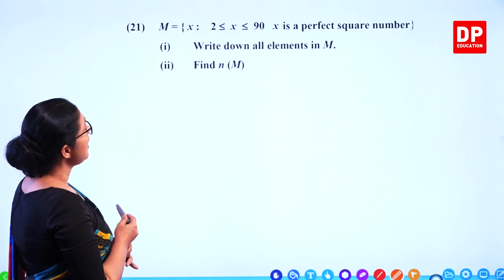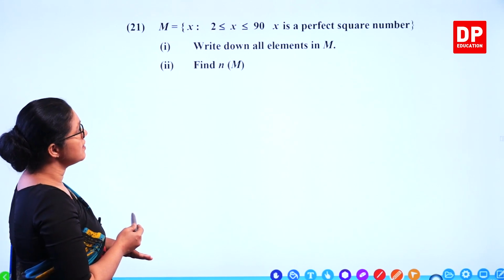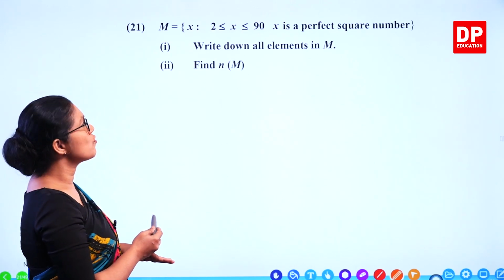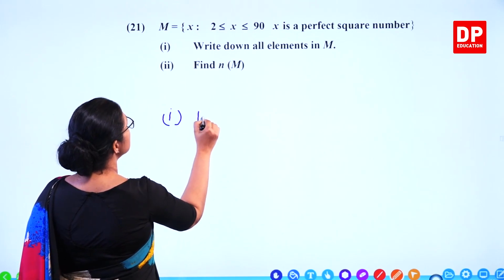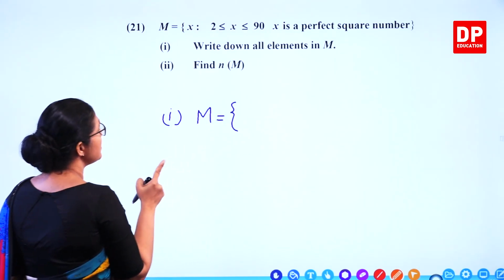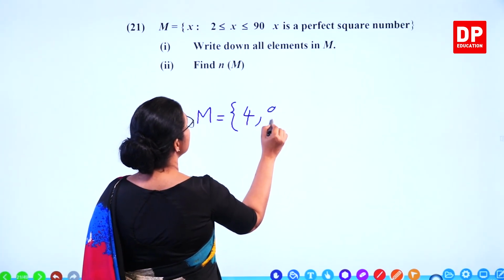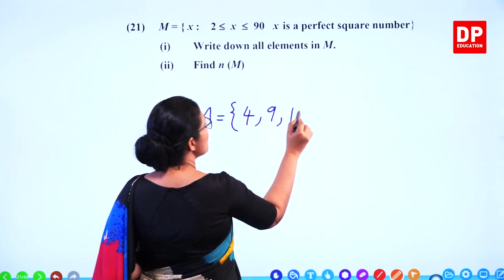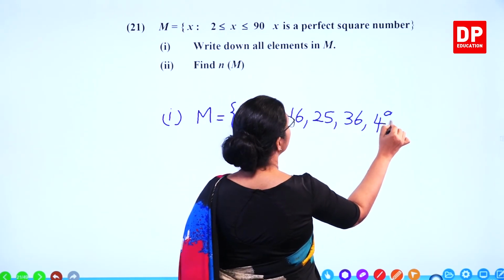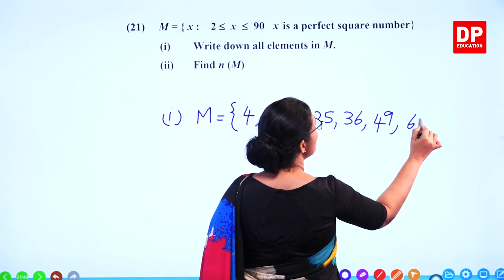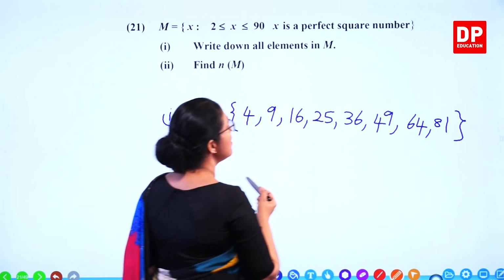Question number 21. M is a set such that x is in between 2 and 90. Both are included. X is a perfect square number. Write down all elements in M. Square numbers. What are the square numbers in between 2 and 90? 4 is the lowest number. Then 9. 4 times 4, 16. 25. 36. 49. 64. 81. 100 you can't write. So those are the square numbers.